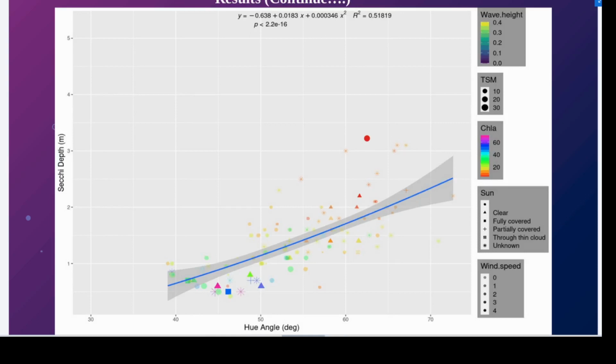This figure shows the relationship between Hue Angle and Secchi depth. In this figure, I also take into consideration various environmental factors like I did before. The relationship between Hue Angle and Secchi depth was expressed by a polynomial equation that you can see at the top, and the R squared value was 0.518, which is good for this kind of research. A small p value indicates the relationship is statistically significant. This figure also shows that when the Hue Angle is lower, the Secchi depth is also lower. With the increase of Hue Angle, the Secchi depth also increases.